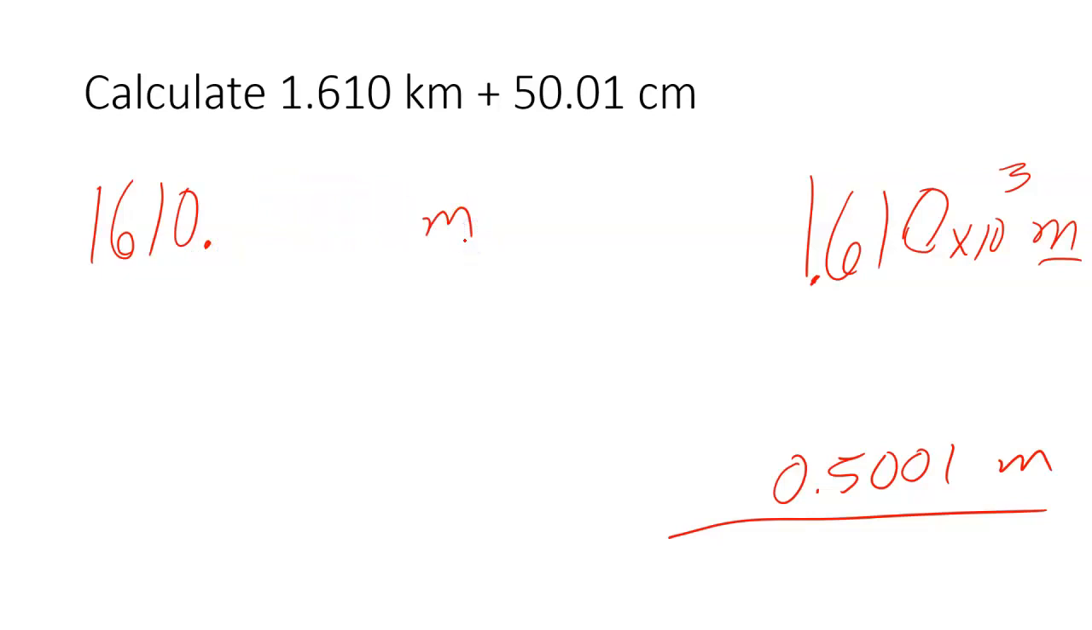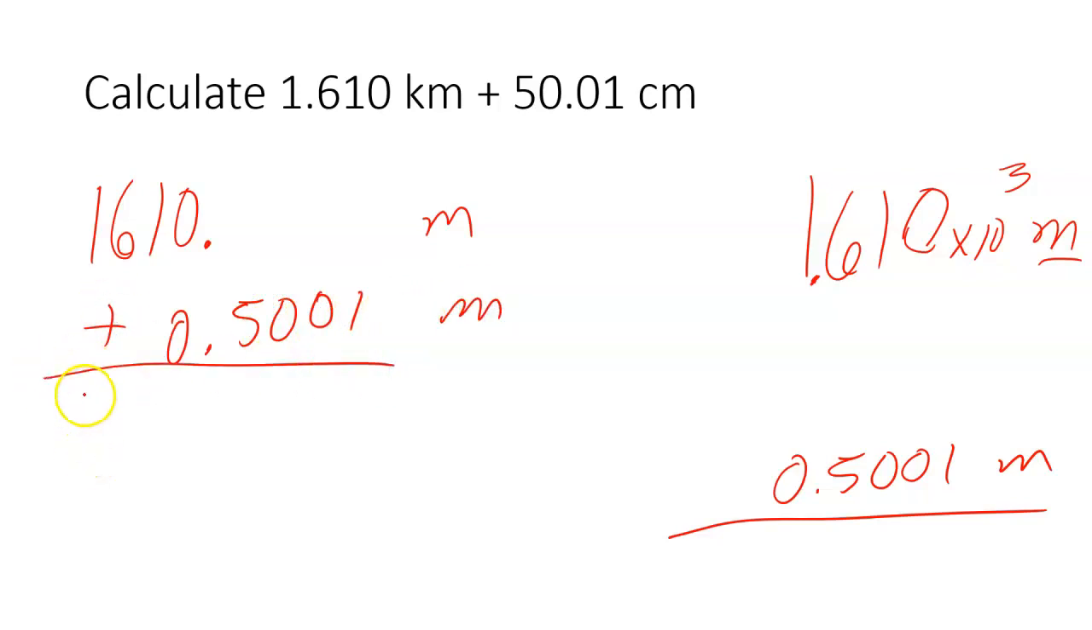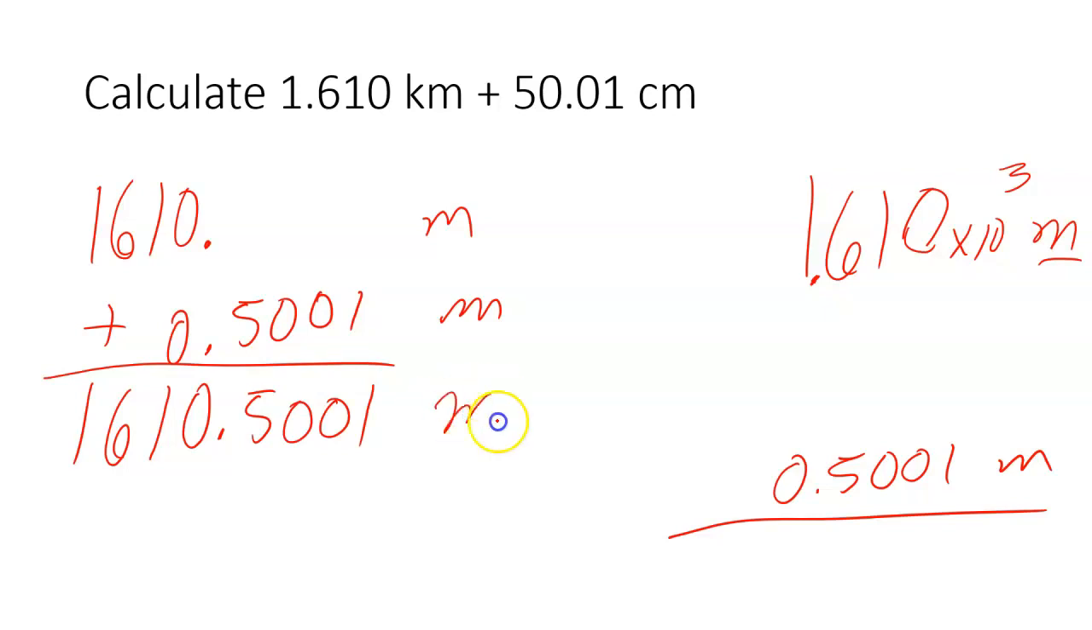Now, I'm gonna just leave that on that side and write here the number in meters, and here the number in meters, and add this up. So this will be 1610.5001. Okay. This situation here, this is meters, right? This is not the right answer. This has too many significant figures.